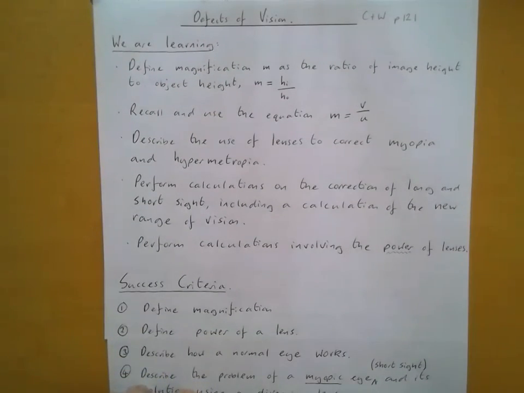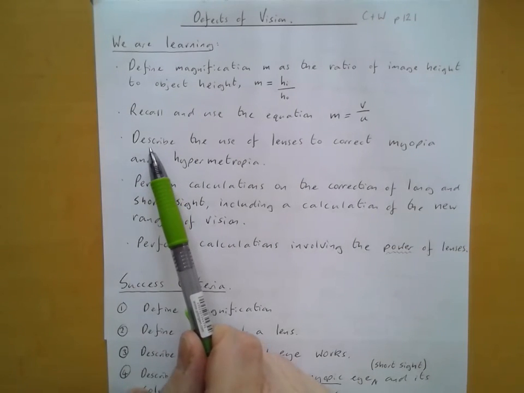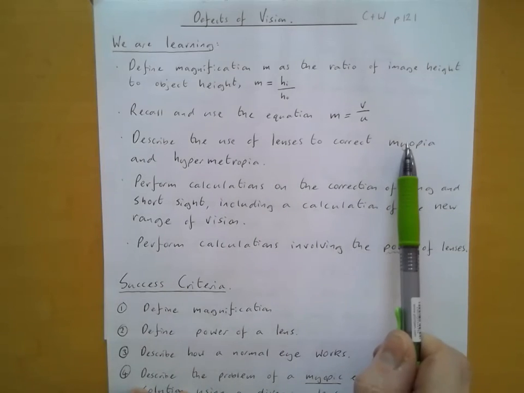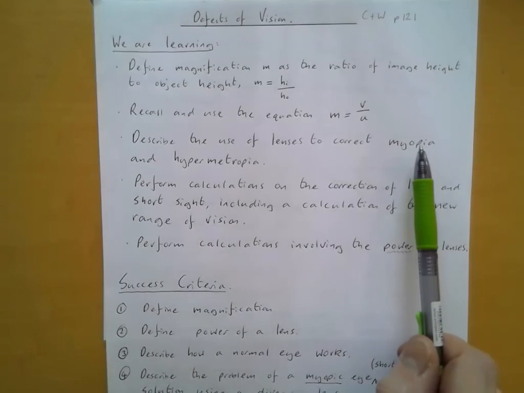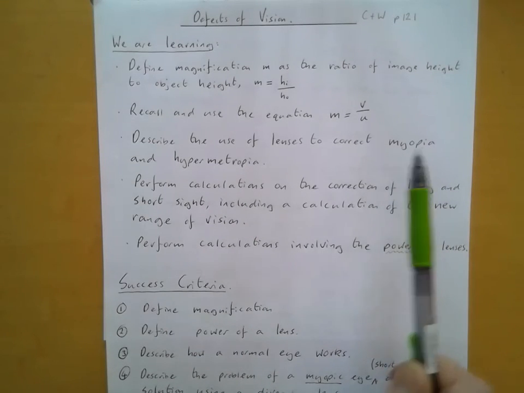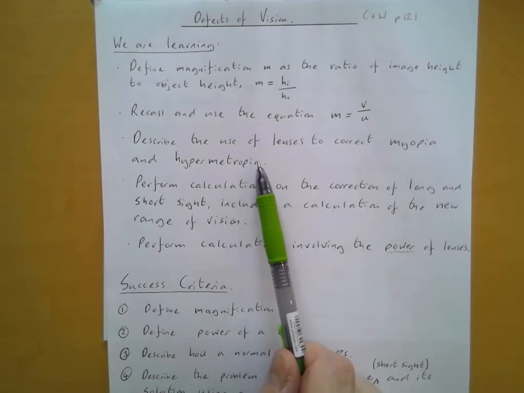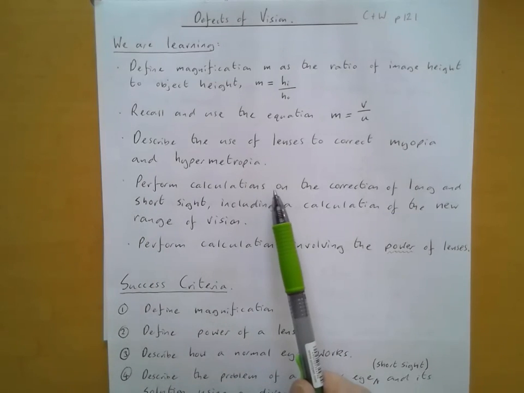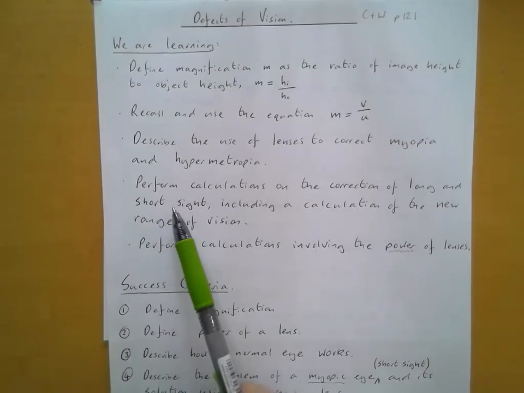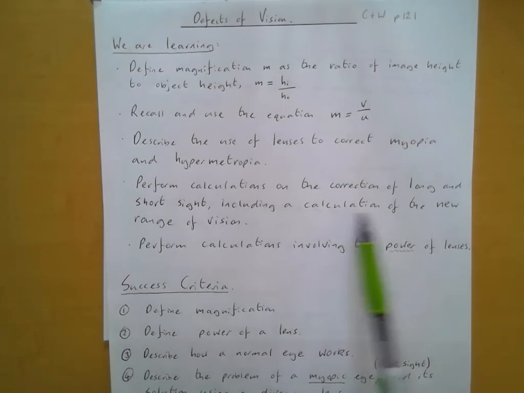learning intentions. Okay, right, magnification and power. Describe the use of lenses to correct myopia and hypermetropia. Well, we've used ray diagrams to describe how myopia occurs and how to correct it with a diverging lens, and hypermetropia, how it occurs and how to correct it with a converging lens. And we've done calculations, one to correct short sight and one to correct long sight, including calculation of the new range of vision.